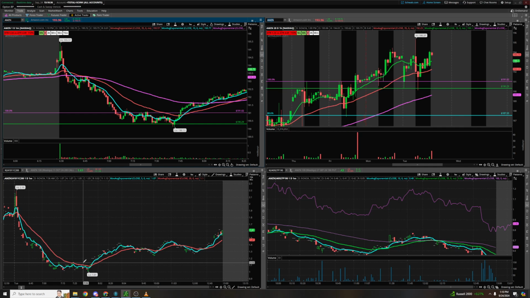So generally speaking, that would be your entry. Also over here, it is support on your 35 EMA. Usually the deeper the pullback you can get, the better for the deeper range back up.